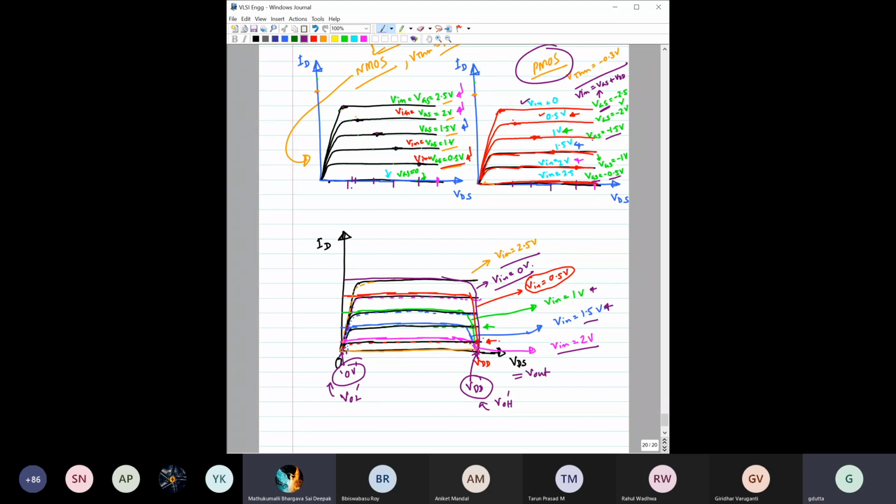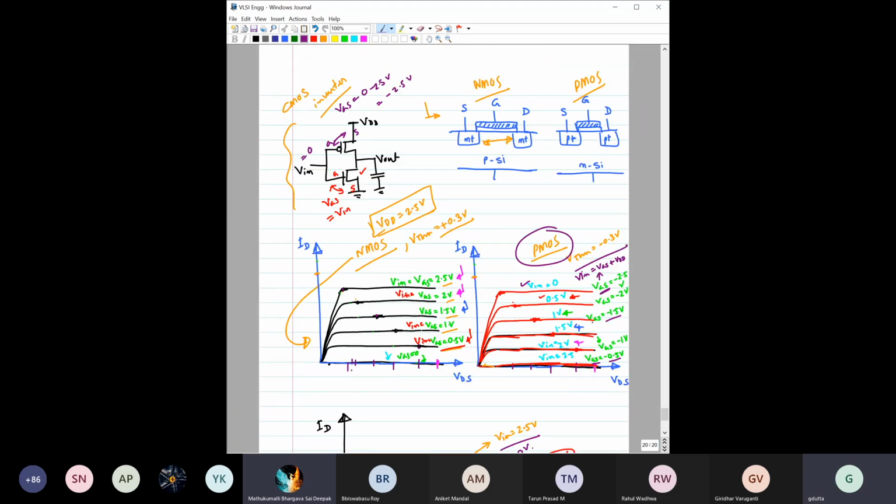What about the static power consumption? We have seen it's not there, because once the PMOS is off, only the NMOS is on. Once the NMOS is on, PMOS is off. So in steady state, both the transistors are not on at the same time. So there is no direct path in steady state from VDD to 0, right? So no static power dissipation, right?